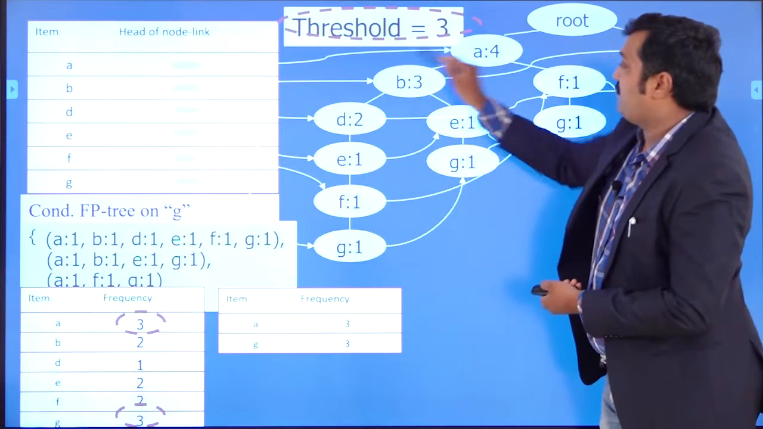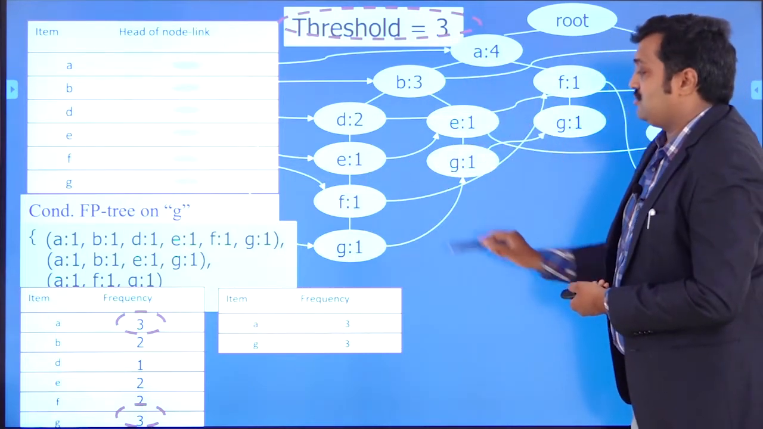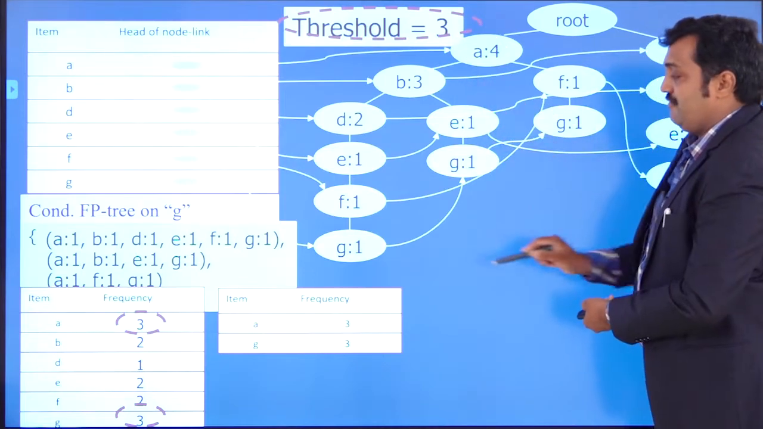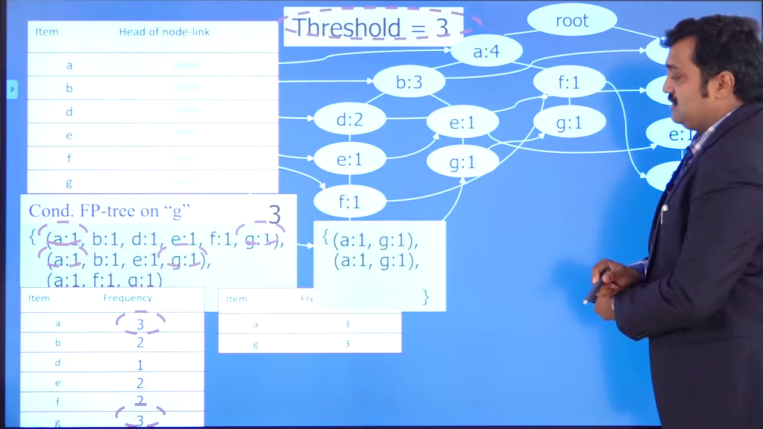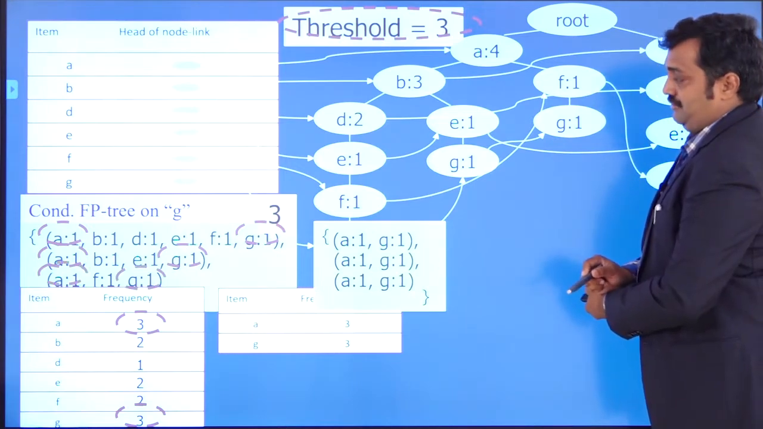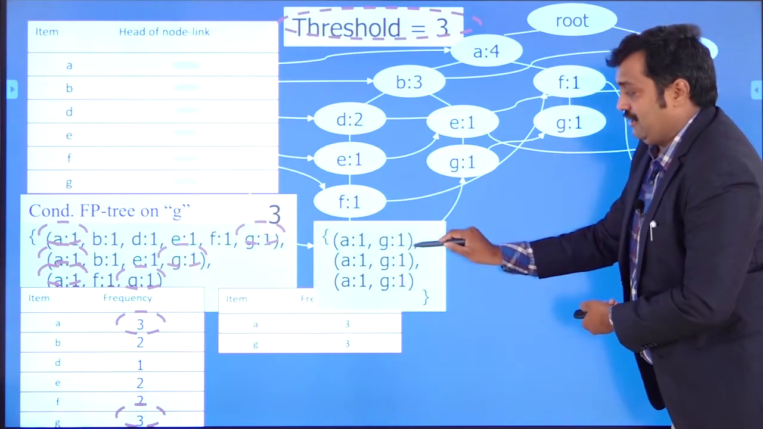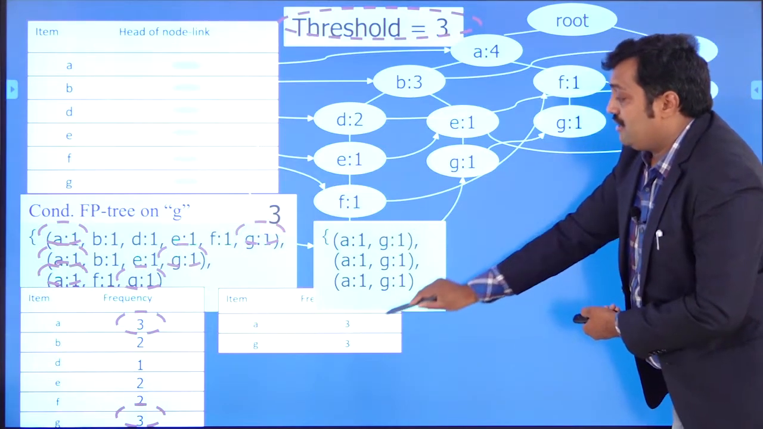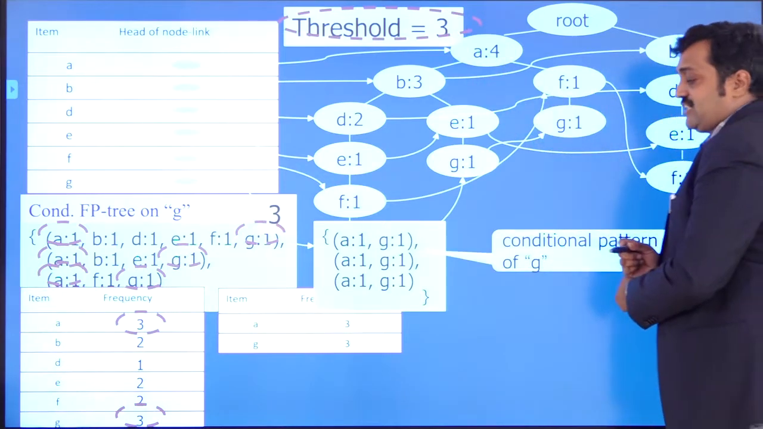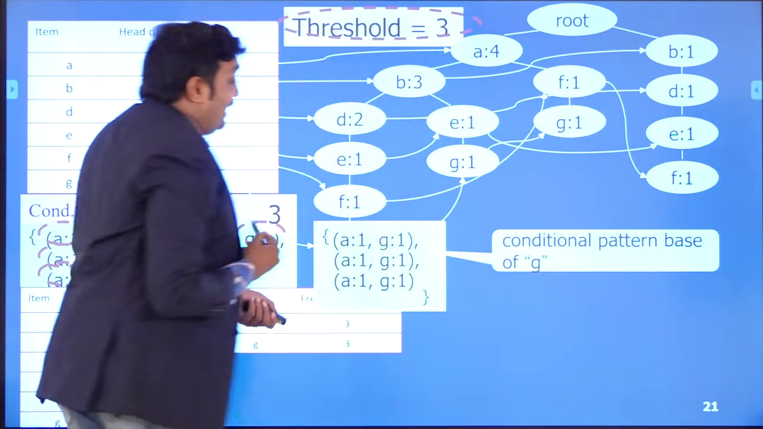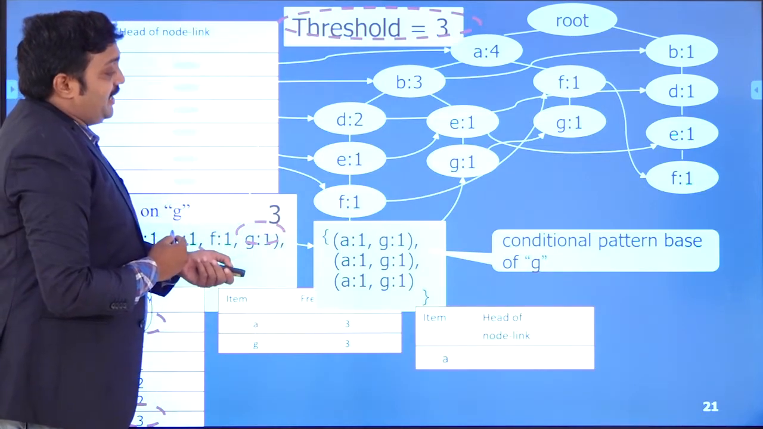That means the sequences of G with B and G with E are less, so we eliminate them because the condition is 3. We are considering only this one: A 1, G 1, A 1, G 1. The remaining items are ignored because they are not combinations with A. A and G have the minimum of 3, so we satisfy the condition. We are going to do this for each and every item.